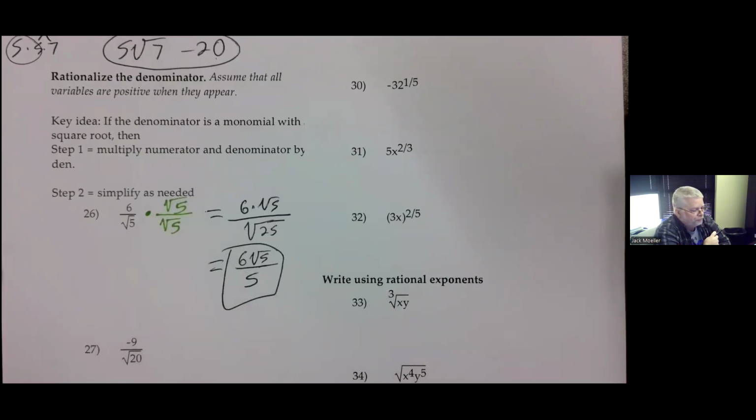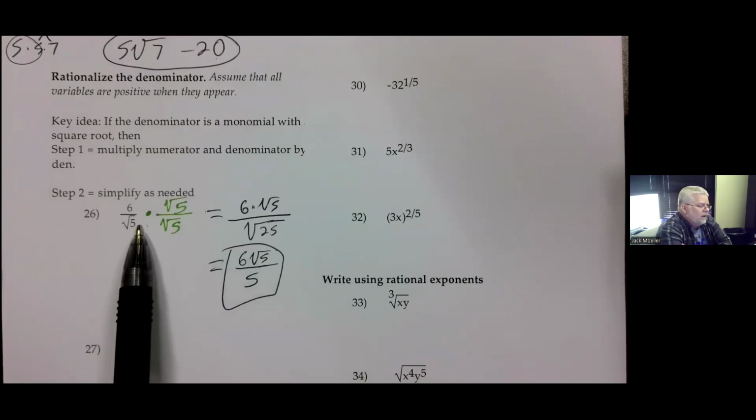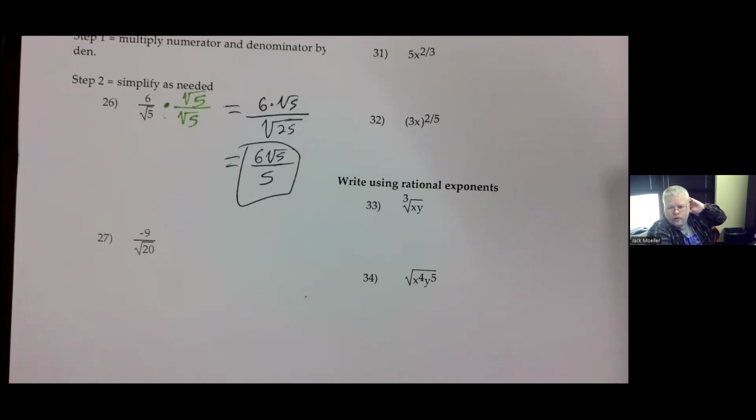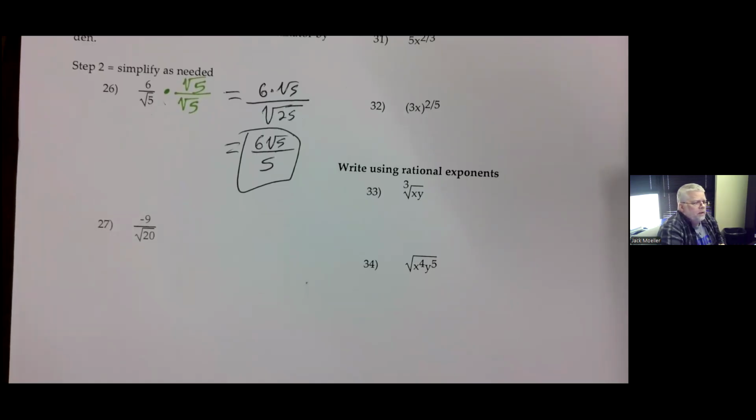If this was a binomial on the bottom, like square root of 5 plus square root of 7, that's a much messier problem. We're not going to go there in this class. That is something you'd probably need for trig. All right, one more of these. I'm just dipping our toe in the water for those that are moving on.